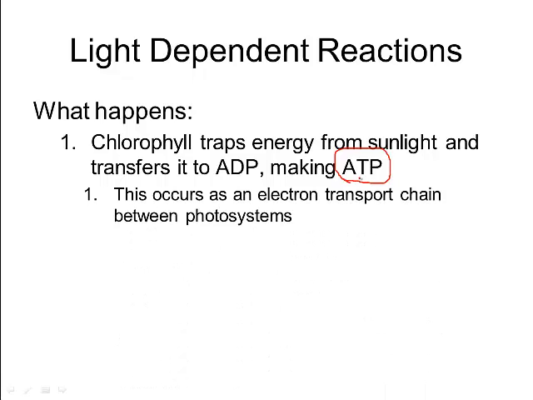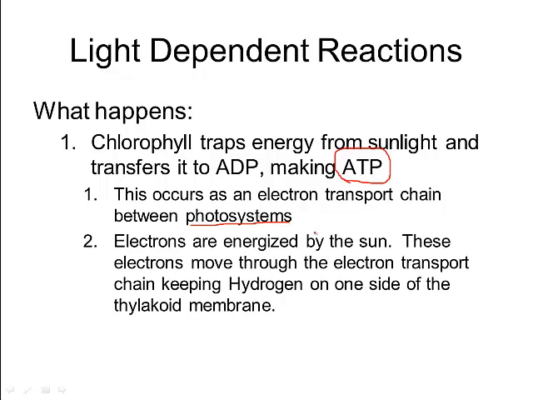Okay, this happens as an electron transport chain between the photosystems that make up the thylakoid membranes. So remember, we said the thylakoid membranes have all of those pigments and proteins that are grouped together in very specific ways into little areas called photosystems. And what's going to happen is electrons are going to be bounced around on these photosystems, and as they move around the photosystems, they are carrying energy with them. So the electrons get energized by the sun, and they're going to move through the electron transport chain.